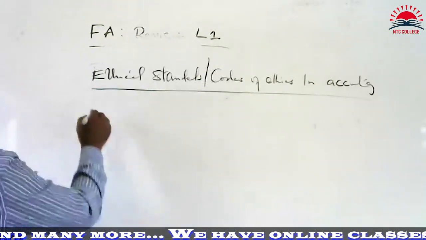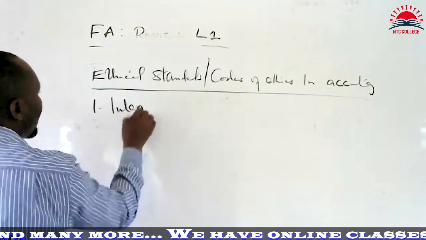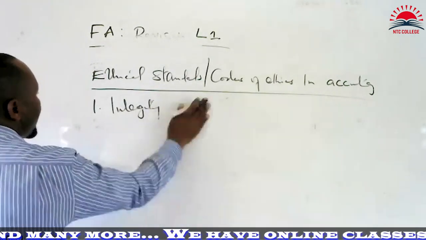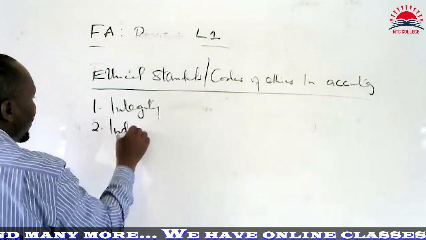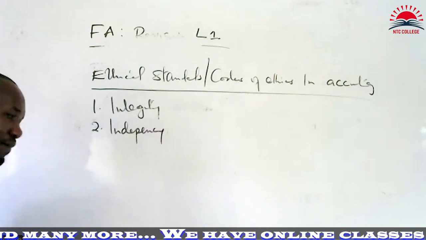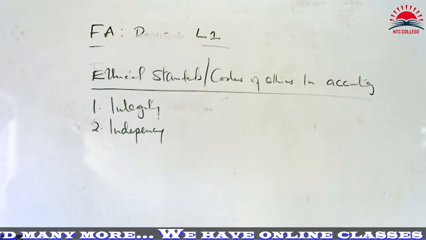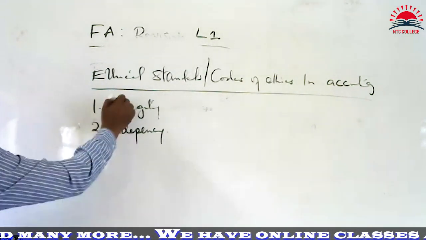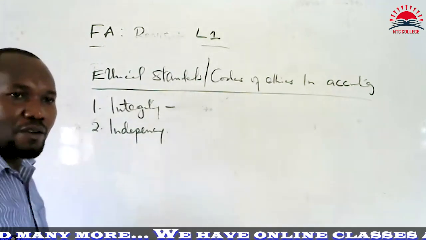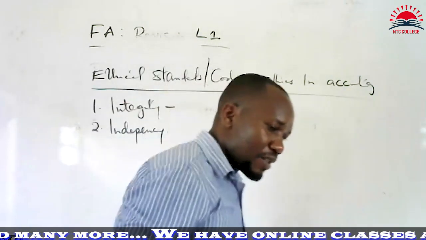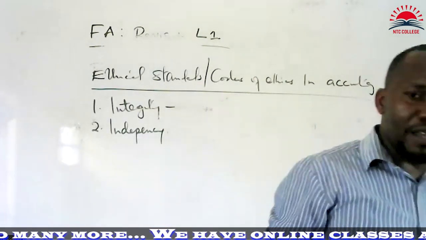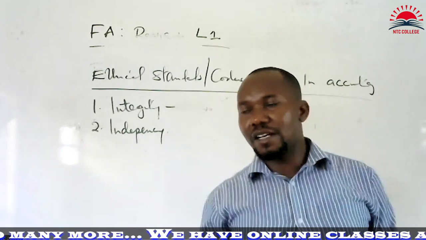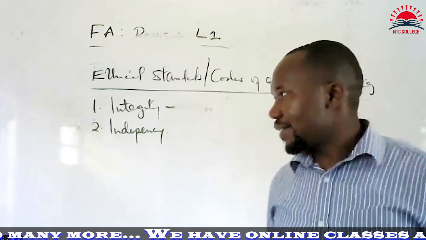Number one, we need to ensure integrity and independence. Let me just write that separately. Integrity and independence. So integrity is about being honest, being honest in whatever you do. Because as an accountant, you are going to be exposed to a lot of information, and the way you are reporting it, the way you are advising the management as far as the financials are concerned, you need to be very honest.